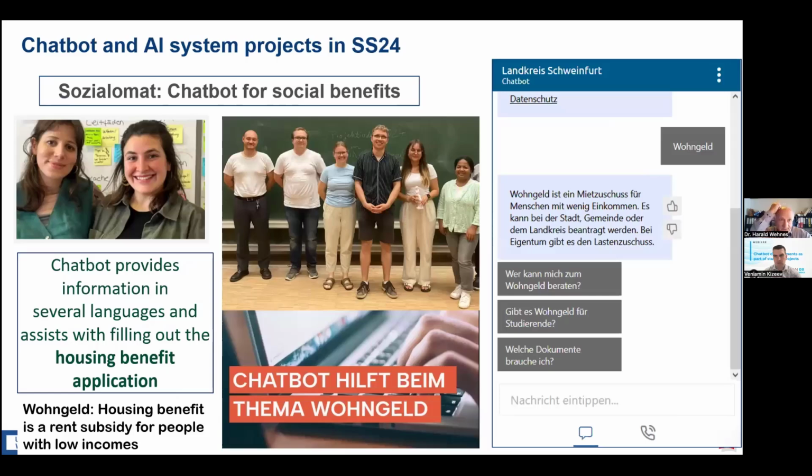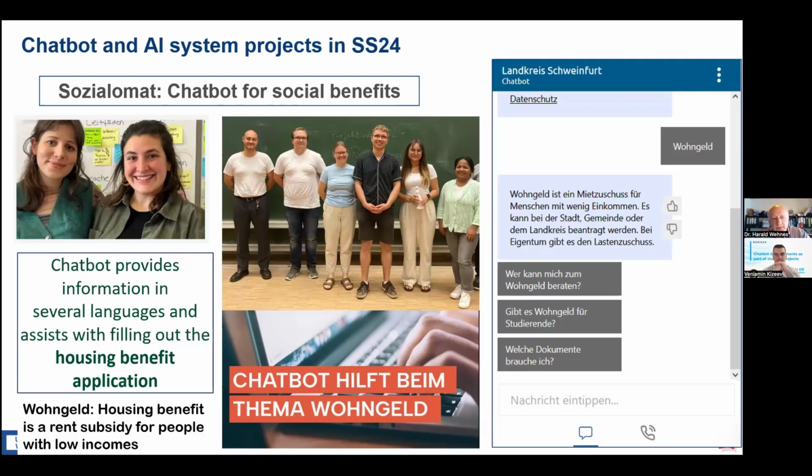And this year, there were many teams who also developed chatbots and AI applications. Give you just an overview about this. Here's the first team. They developed a chatbot called Sozialomat. Social and automation is combined together. Sozialomat, a chatbot for social benefits.